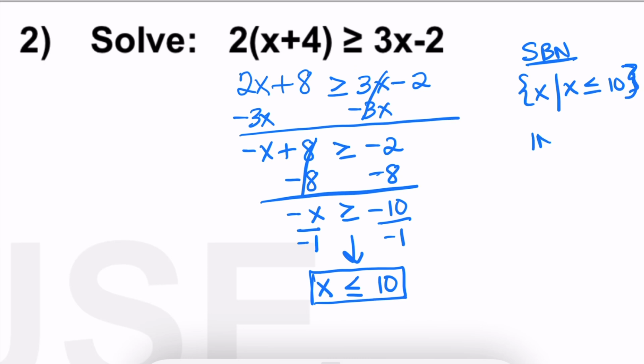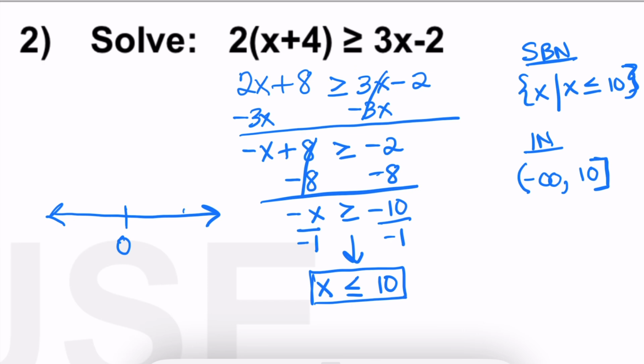And then you have the interval notation, which is, in this case, coming from negative infinity, and it's stopping at the number 10, but the 10 is going to have a square bracket because it is included in your solution. To graph it, you have 0, and then you have 10 on your number line. And since 10 is included in your solution, you'll have a shaded in circle, and the x values are less than, so we're going to shade to the left.